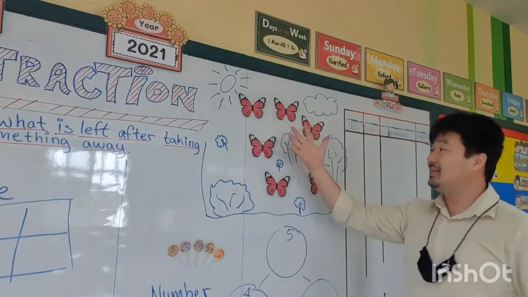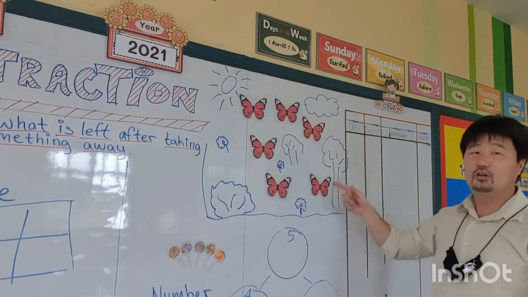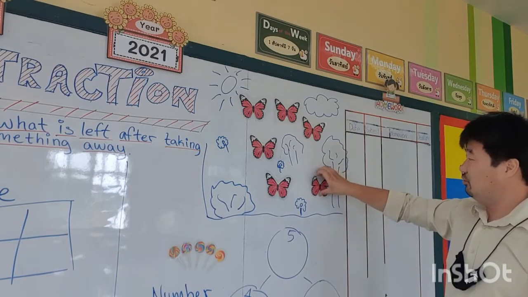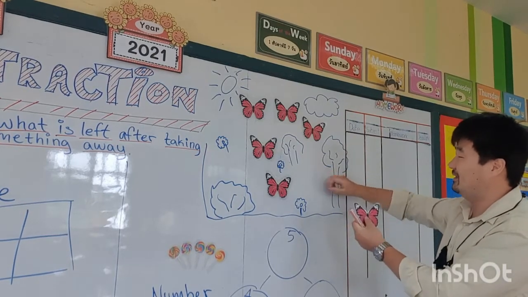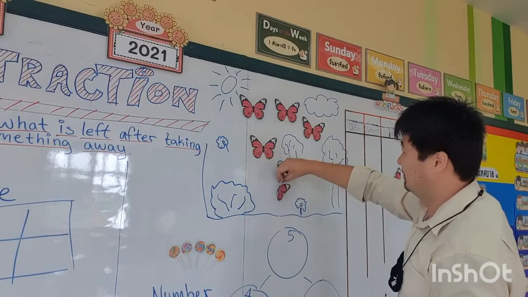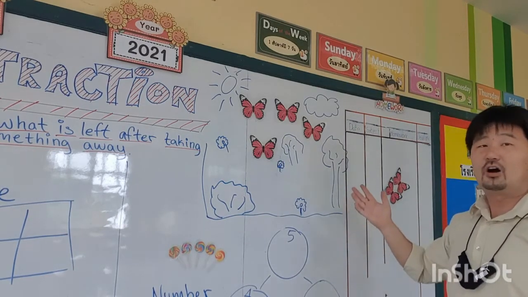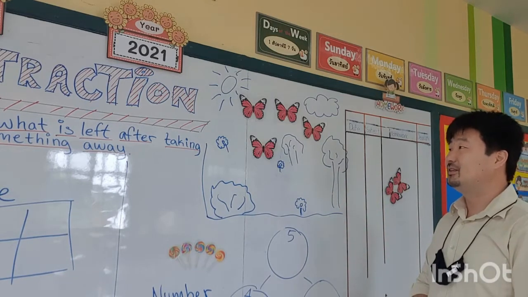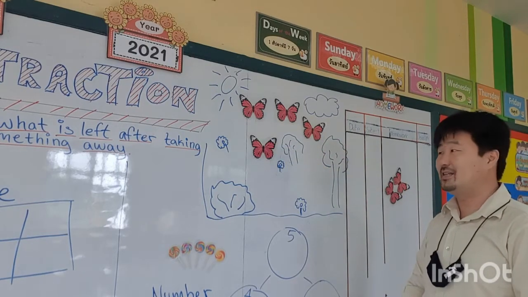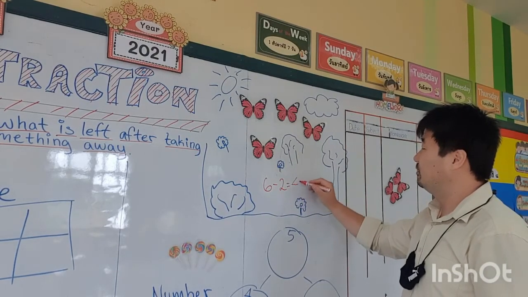So you have 6 butterflies, 1, 2, 3, 4, 5, 6 in this beautiful garden, and then all of a sudden 2 butterflies, they fly away. Okay. So then, how many butterflies are left in the garden? Then you can count. 1, 2, 3, 4. There are 4 butterflies left in the garden. So you have 6 minus 2 equals 4.